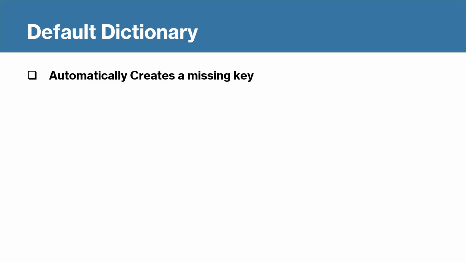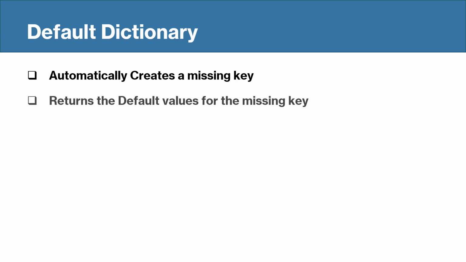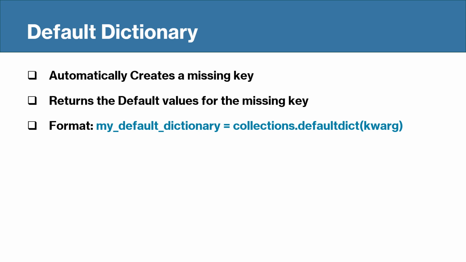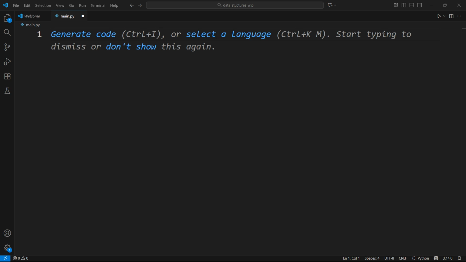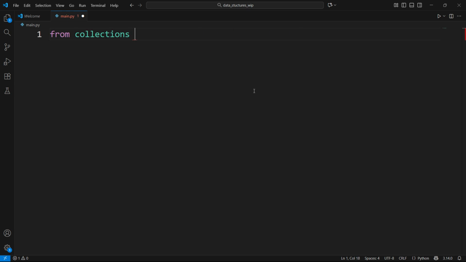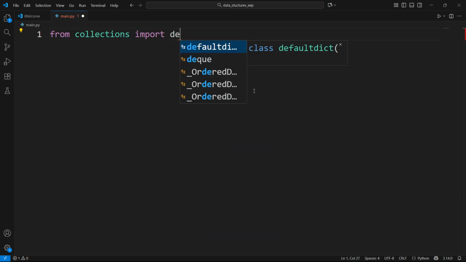A default dictionary automatically creates a missing key and returns the default values of the missing key. Here is the format for creating a default dictionary, where kwarg is the keyword argument for a valid type of the dictionary key, such as a list, str, or an int. Let's switch to VS Code and create a default dictionary. Before we can use the default dictionary, we have to import the defaultdict function from the collections module. So let's type from collections import defaultdict.